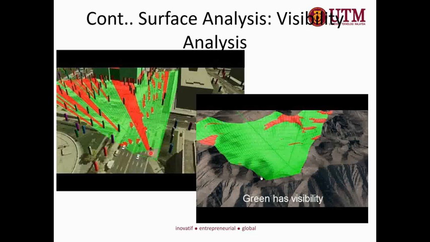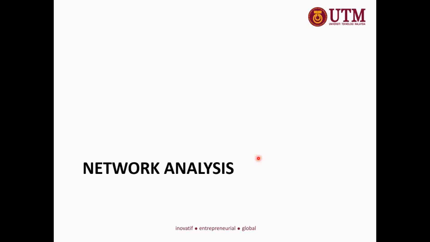We put maybe a CCTV camera over here, and then we can see what the obstacles are from this area. Is it suitable to put the CCTV over here, or do we need to adjust it? Okay, so that's the usage of visibility analysis for surface analysis. For example, we see over here on top of the mountain, the green area, usually green is the visibility, we can see this area, but the red one we cannot see. So there's some examples of visibility analysis. So that finishes the surface analysis.